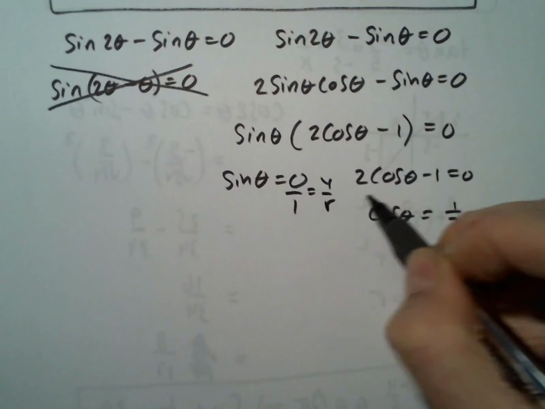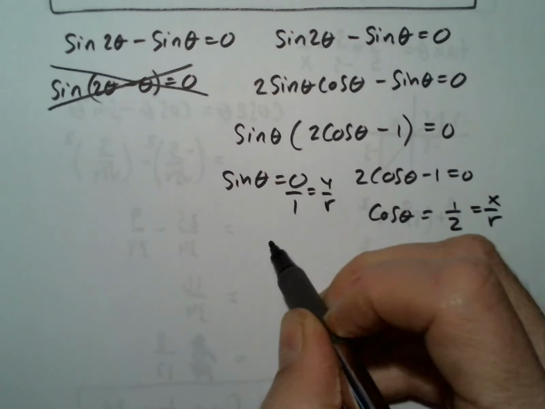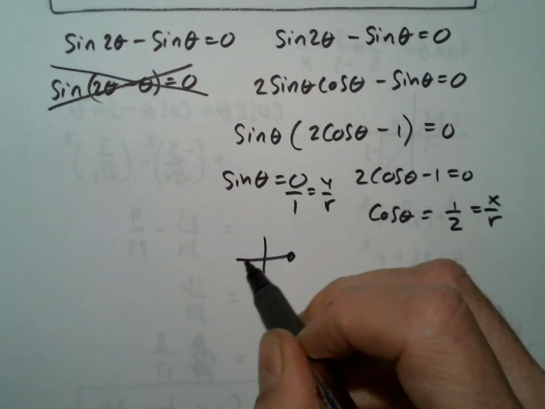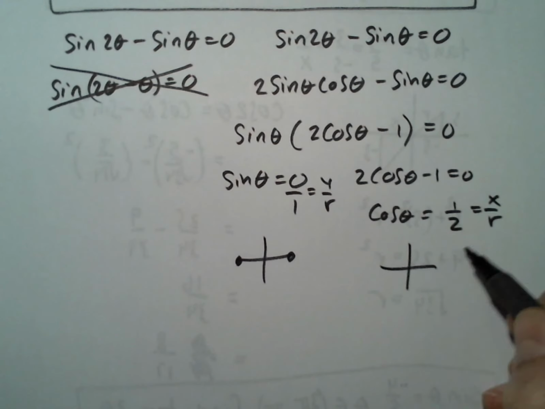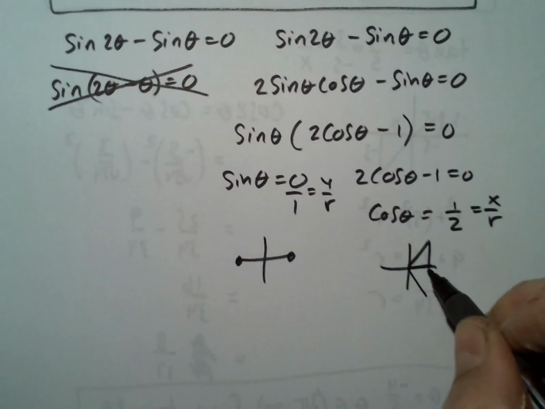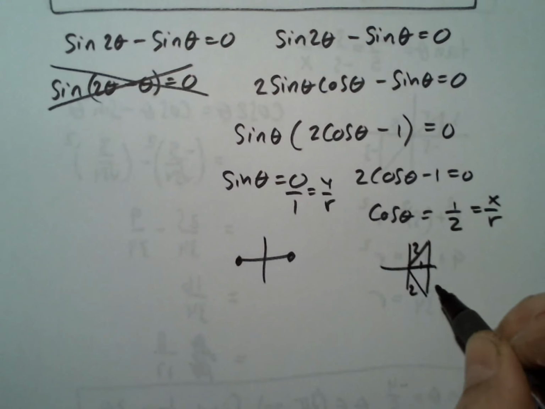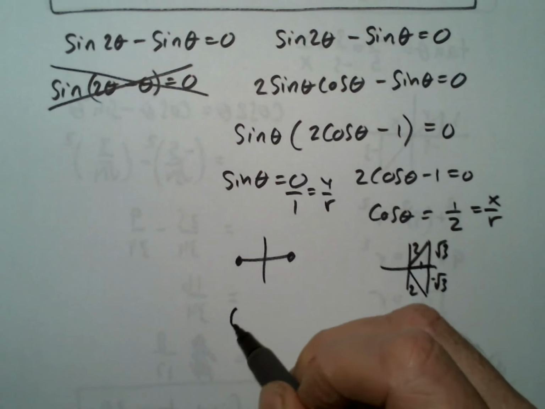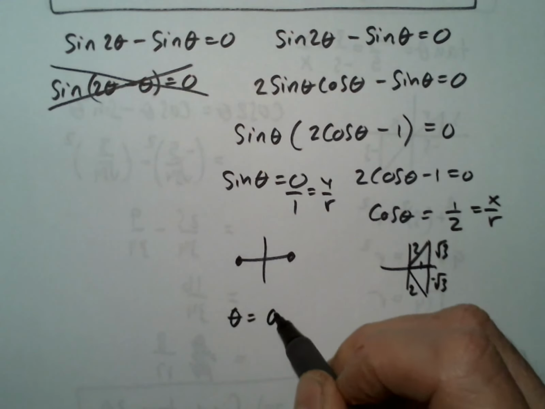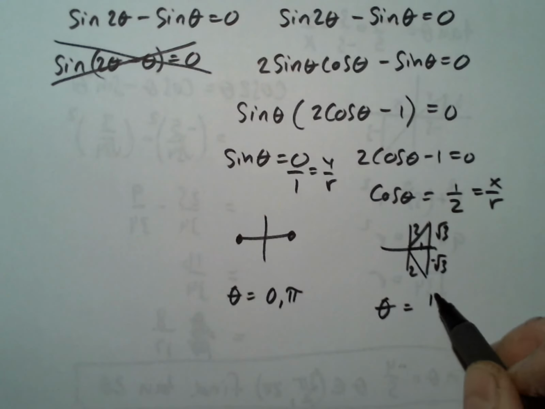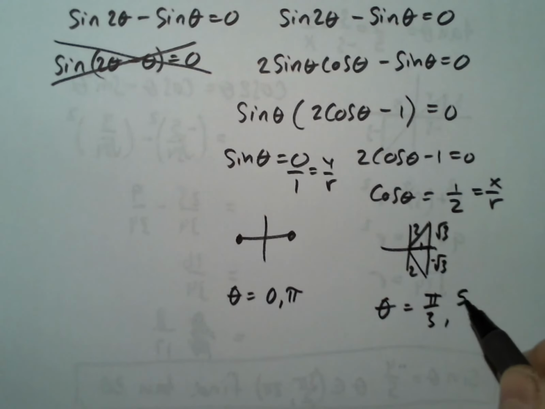So this is y over r, this is x over r. Y is 0 here and here. Here we have x is 1, x is positive, so that's going to be there. And then we can write down the angles. We have 0, pi. And over here we have pi over 3, 5 pi over 3.